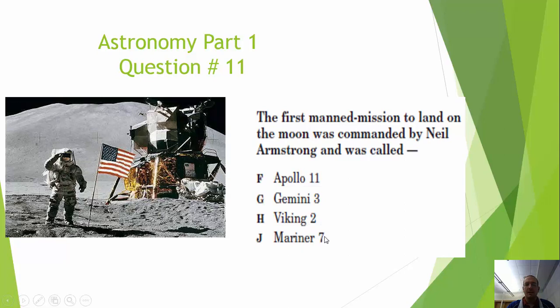Now, Viking and Mariner, these are both probes. Viking was sent to Mars along with the Mariner. Viking and Mariner both came before, and they were probes, whereas these two were both manned missions. Apollo 11 was actually the first manned mission to land on the moon in 1969. Neil Armstrong and Buzz Aldrin are normally the two that come to mind when you think about these groups.